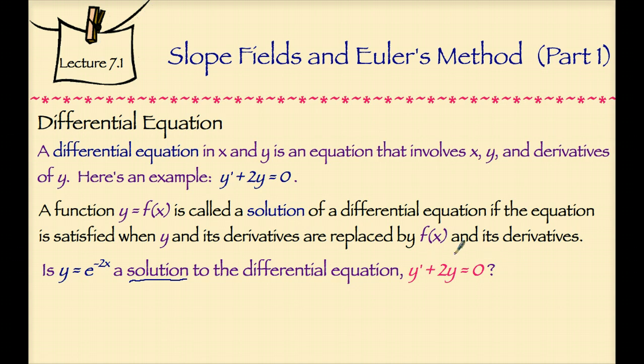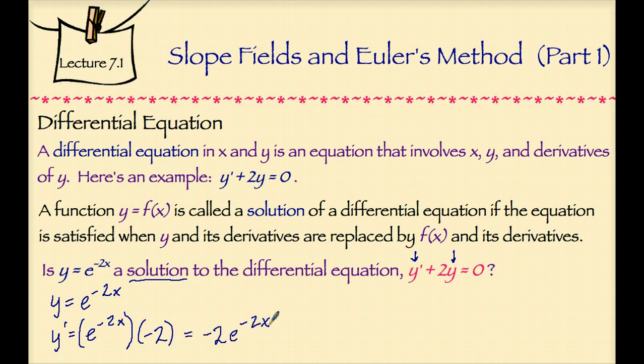Notice the differential equation has y, the original function, and y prime, the first derivative of that function. So let's find the first derivative of our function y equals e to the negative 2x. y prime is equal to e to the negative 2x, of course, times the derivative of negative 2x, which is negative 2, and that can be written as negative 2 e to the negative 2x.